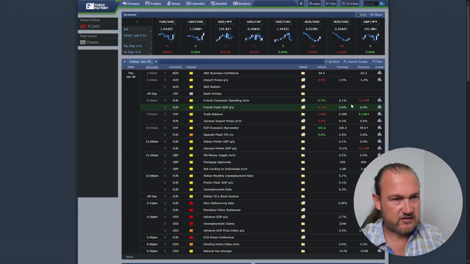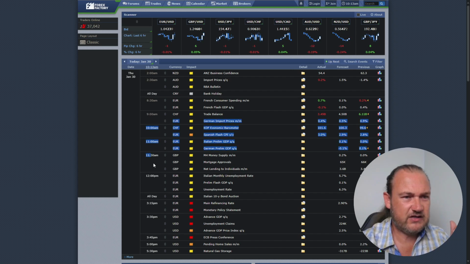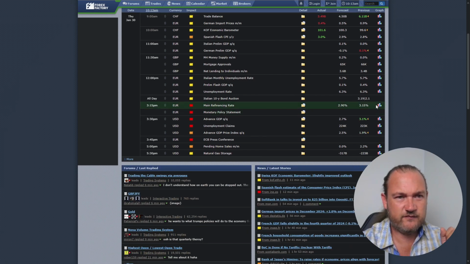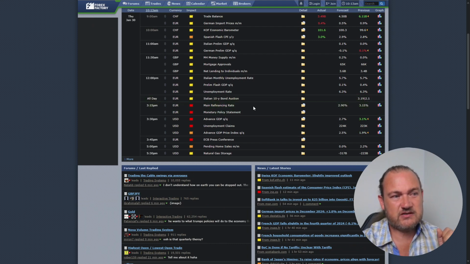Let's see. I don't know if I covered the data. We have almost no data coming out that's going to impact the market during the UK session, but we do have some very high impact data. I'm expecting a lot of volatility this afternoon in the US session.